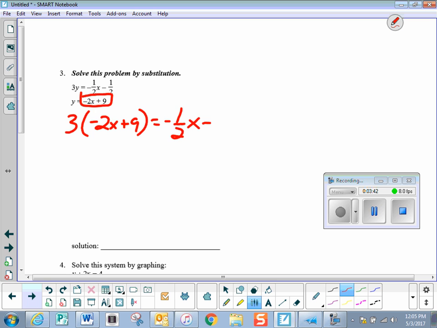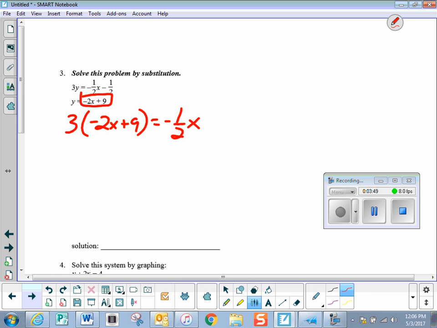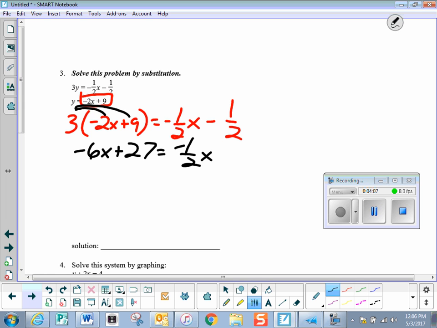Then I write the rest of the equation as is. Let me fix that: -1/2. Okay, what do I do next? Parentheses, I distribute. So -6x plus 27 equals -1/2x minus 1/2.